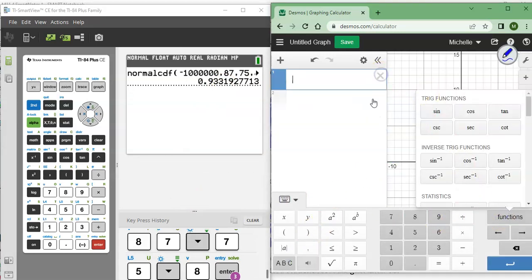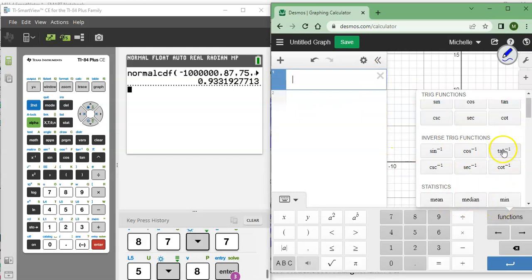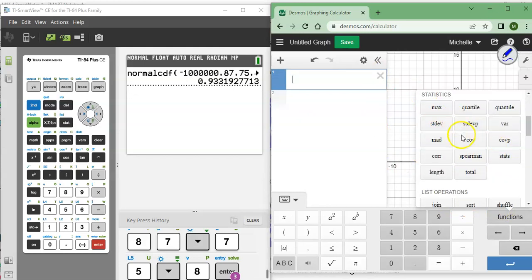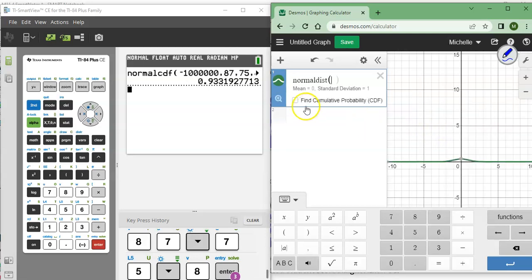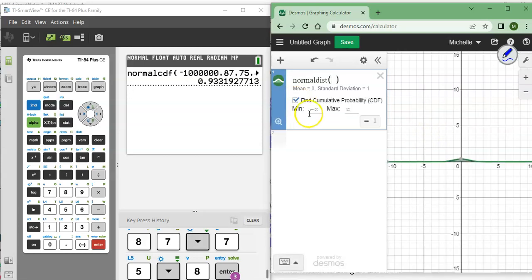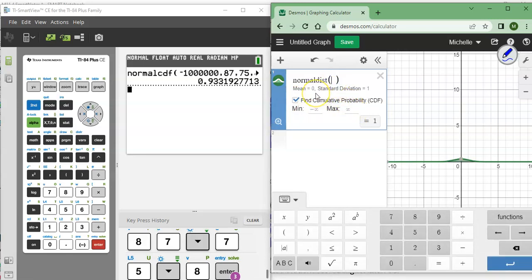Okay? So over on Desmos, what we want to do is click the function button. I'm going to close this out so I can show you guys where to find this. We're going to scroll down to normal distribution right there under distributions, and we're going to click this because that's what's going to give us our min and our max, okay? So when we do this, we're going to put our mean in this one, which was 75, if you remember.